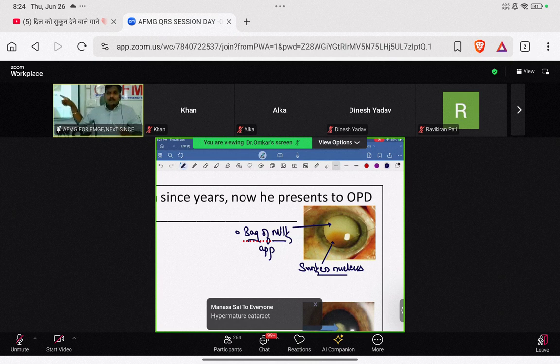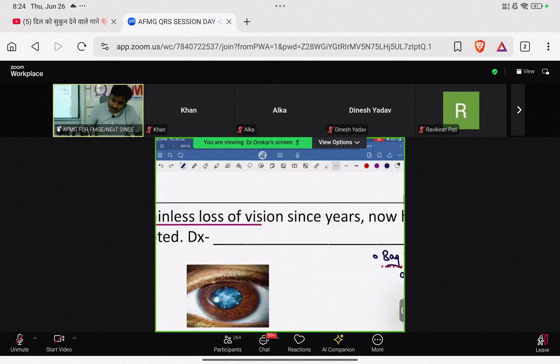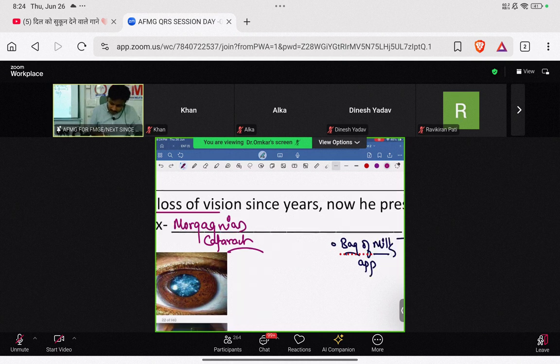of the lens will give you a bag of milk appearance, and the nucleus is going to drop down, beta. This hypermature senile cataract is called Morgagnian cataract. So we know that a patient with gradual painless loss of vision with this kind of appearance, it is surely due to Morgagnian cataract. But along with Morgagnian cataract they have mentioned something else, and what is that? The patient is also having raised intraocular pressure.